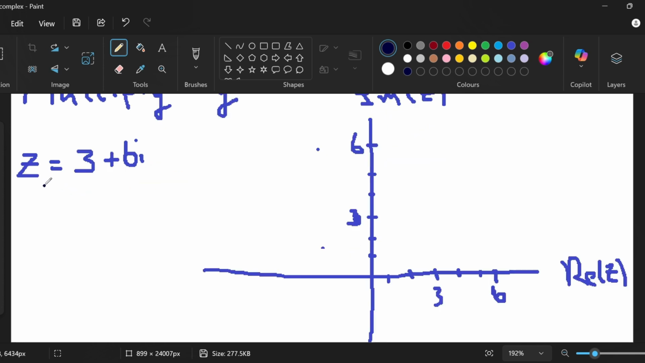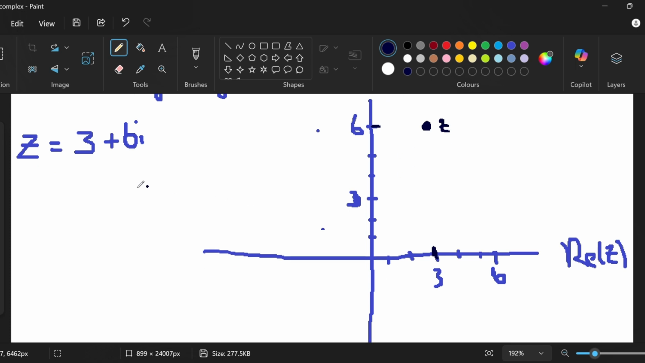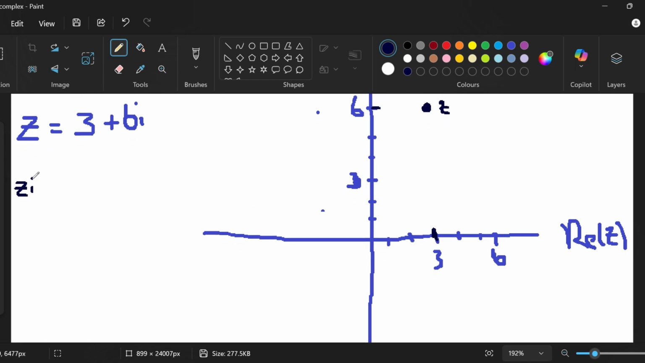Now it gets interesting. I can see what happens when I multiply this number by i. z is 3 plus 6i, so that's 3 on my x-axis and 6 on my y-axis. So z goes here to start off with. What about z times i? Well, this is going to be i times 3 is 3i, plus i times 6i is 6i squared. And from this, I get minus 6 plus 3i, because i squared is equal to minus 1, remember.